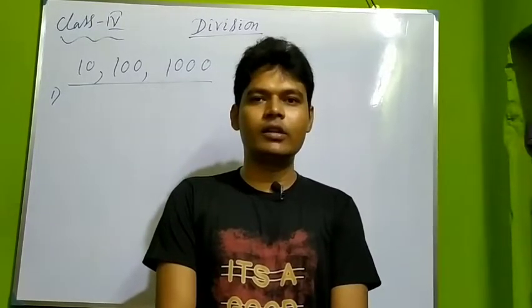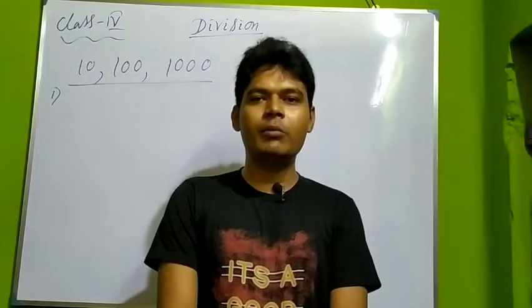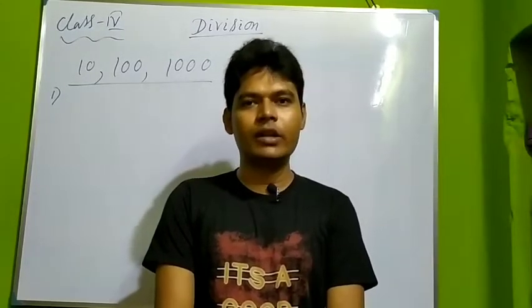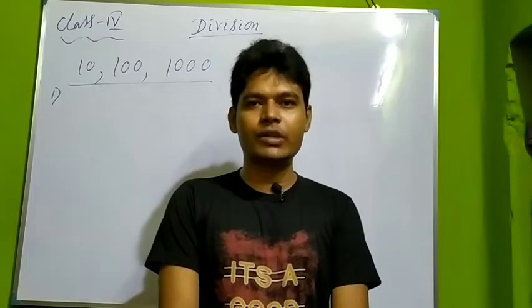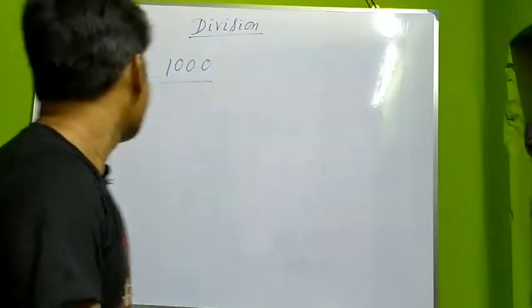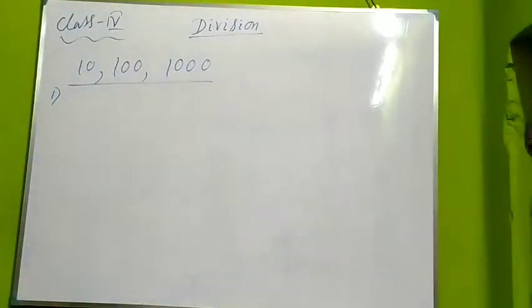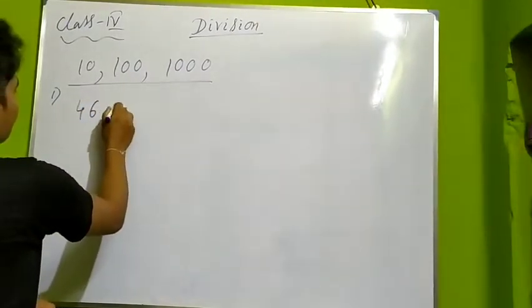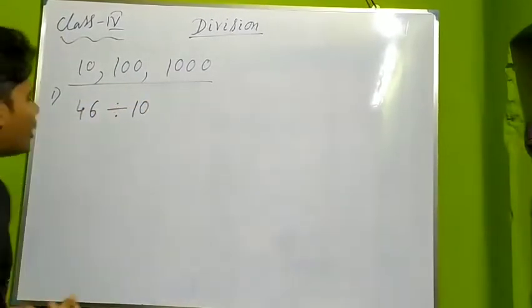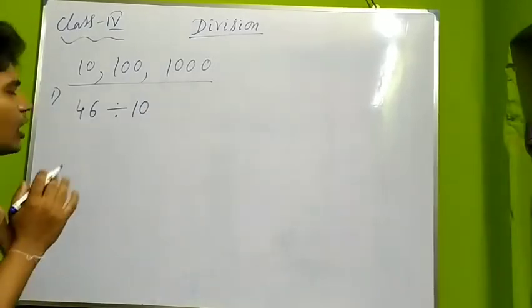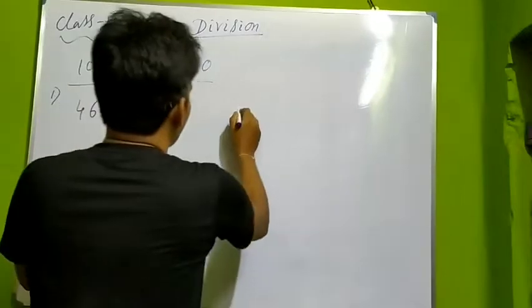Today we will learn, if we divide any number by 10, 100 or 1000, how to find the quotient and remainder in a shortcut way. Okay, let's see. At first we will divide any number by 10. Just take one example, 46. If I want to divide this 46 by 10, at first you see how we divide this.